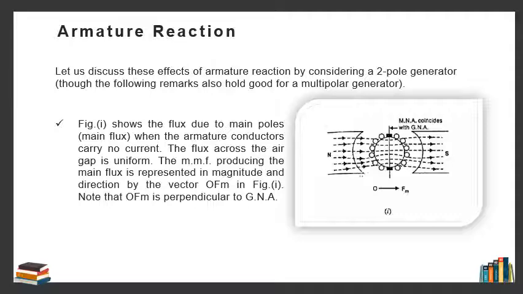This figure shows the main flux when the armature conductors carry no current, and the flux across the air gap is uniform. The MMF producing the main flux is represented in magnitude and direction by the vector OFM. You can see OFM in figure 1. Note that OFM is perpendicular to GNA.